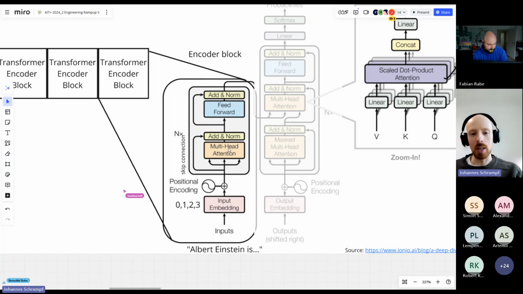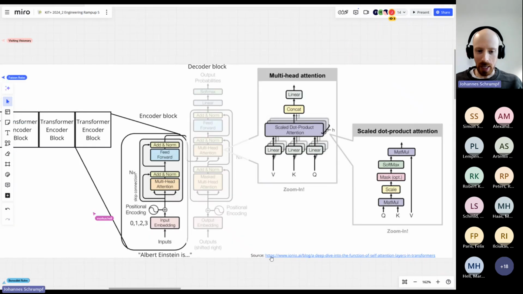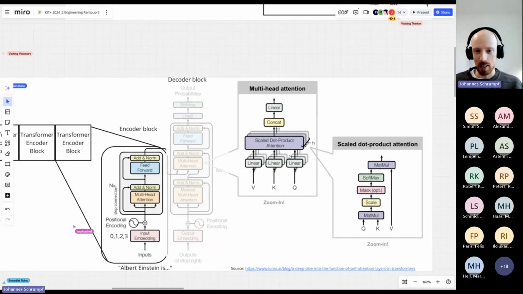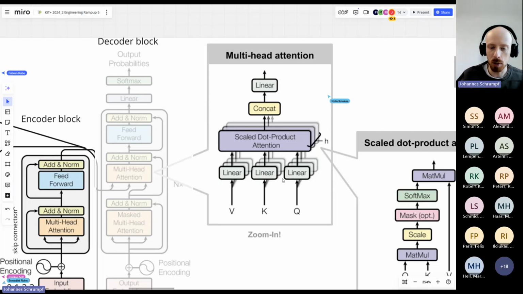And of course, the magic happens here within this multi-head attention block or segment within the encoder block. And now maybe let's zoom into the multi-head attention. You give me feedback if I'm too fast or if I'm completely losing you. Or you add some sticky notes. Okay. So what is the multi-head attention block?